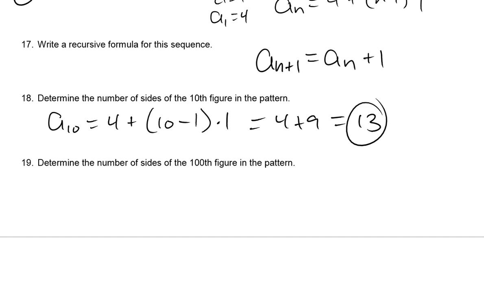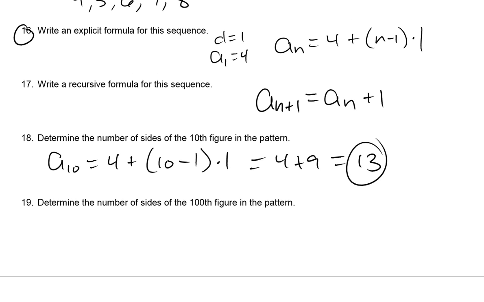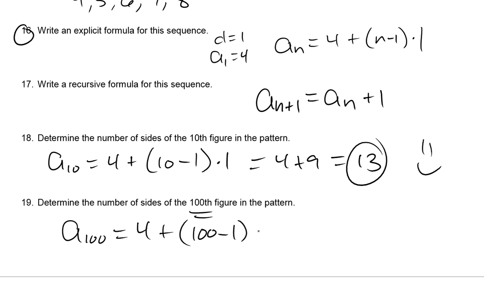And then finally, determine the number of sides of the 100th figure in the pattern. Well, you know what? I'm glad I checked this out, and I'm pretty convinced this is working because I'm not going to be able to count this one as well. So let's go ahead and use, it's pretty straightforward, right? It's a sub 100, and that's going to equal 4 plus, parentheses, 100 minus 1 times 1. So here this is just 4 plus the number 99. So that looks like 103.